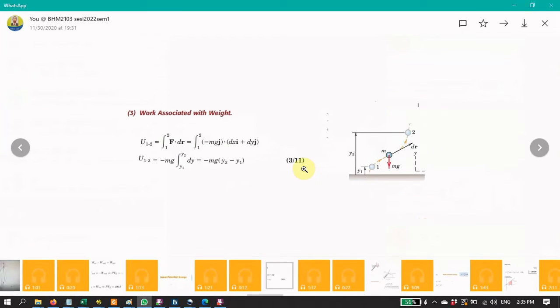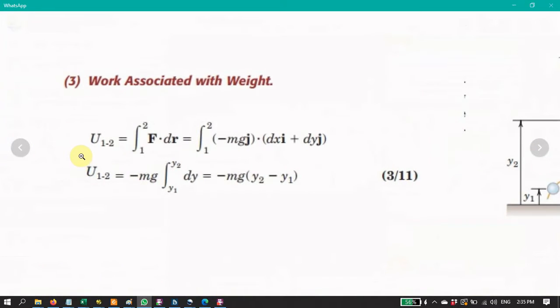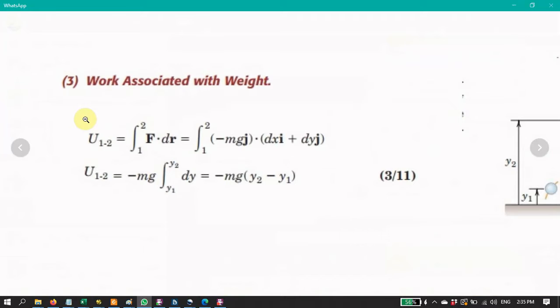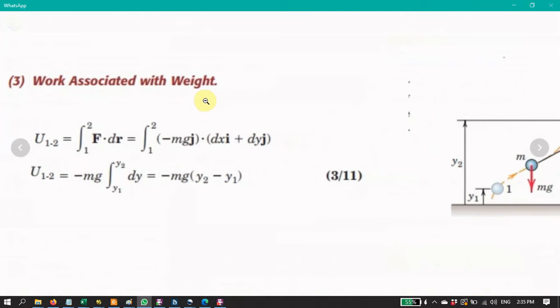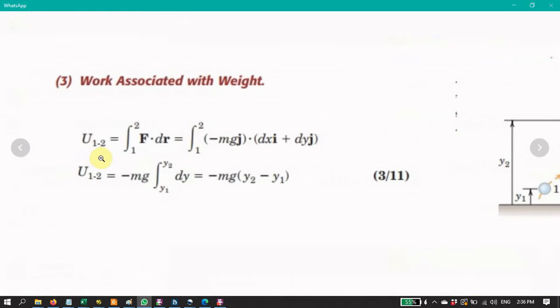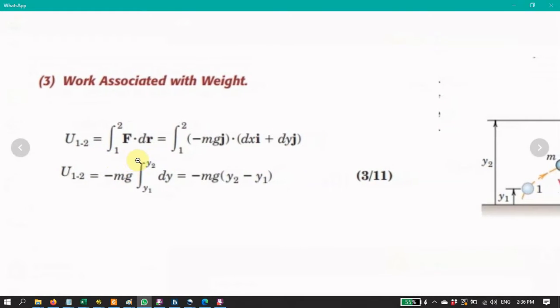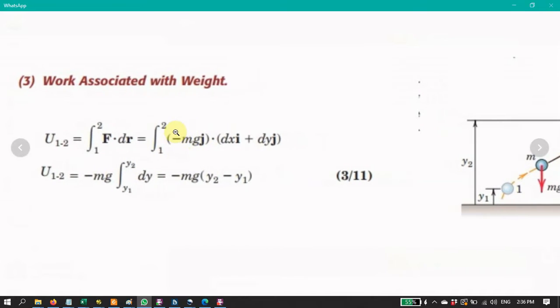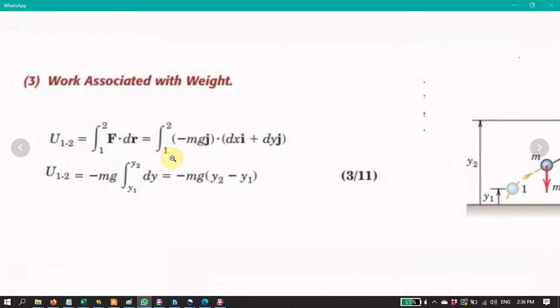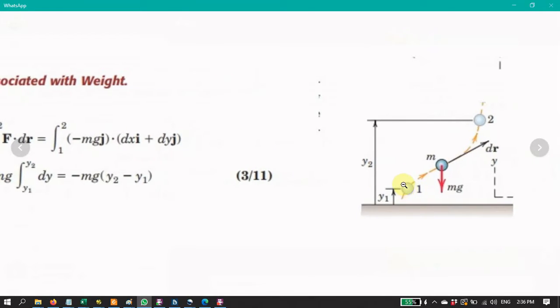Now, in dynamics, there are many forms of work, right? There is what we call work associated with weight. So if you look at the equations, this is the way that the work associated with weight is defined. You have the lower limit at a lower altitude and the higher limit at a higher altitude.